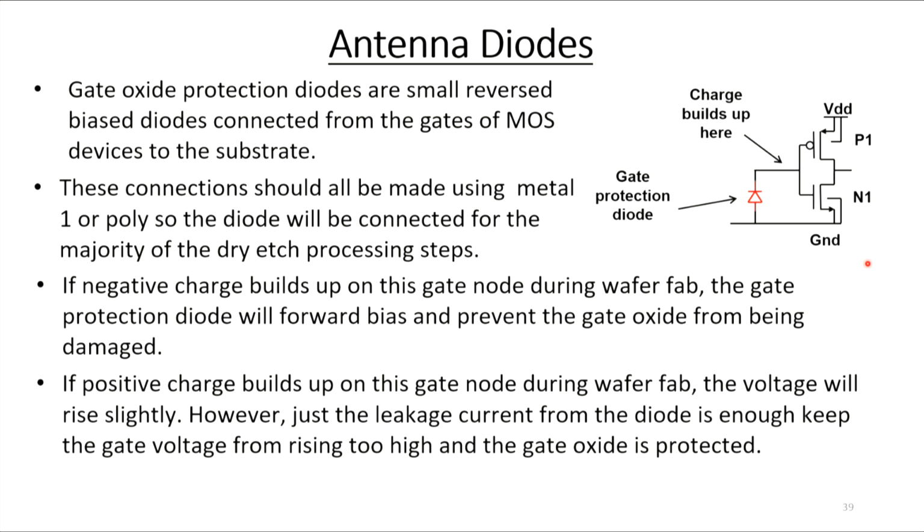Now, if a negative charge starts building up on this node, I think you can kind of see that this diode is going to forward bias and protect that gate from going too far. Now, if a positive charge starts building up on this node, this gate node is going to rise slightly. However, it turns out that just the leakage current from this diode is enough to protect the gate oxides during the fabrication process.